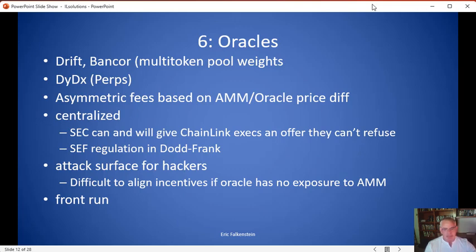And Chainlink has executives in highly regulated countries like the US. And at some point, Dodd-Frank gives regulators the authority to go in and tell them to turn off access to various pools. And I'm sure that U.S. regulators, if ever a pool gets big enough and relies on Chainlink, can and will censor them. So it's not a long-term solution.